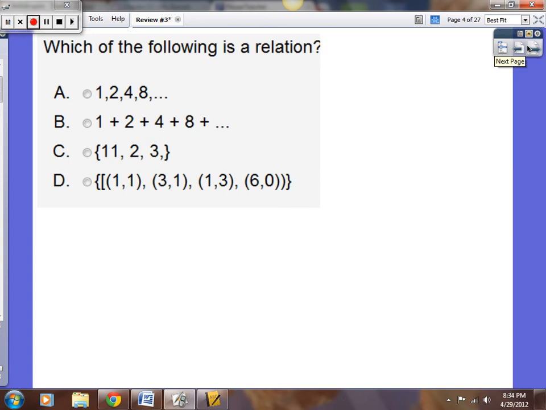Which of the following is a relation? A relation is just a collection of ordered pairs. So we're going to go with D.